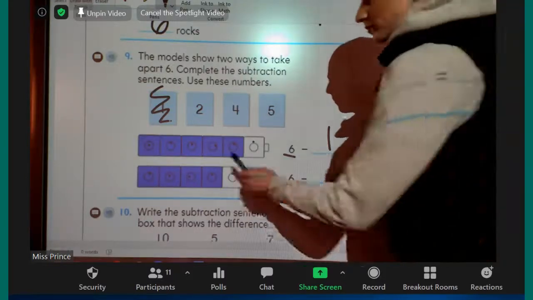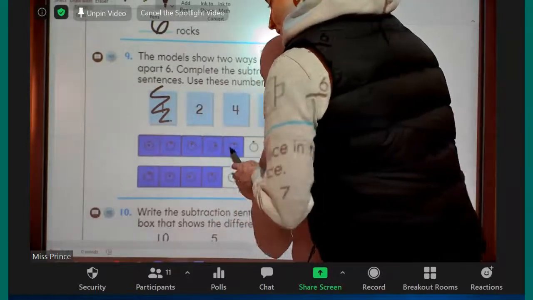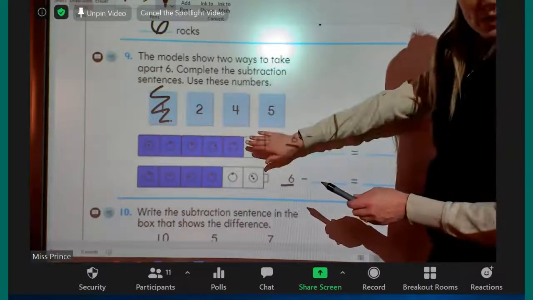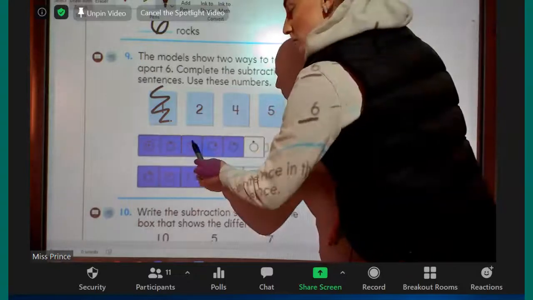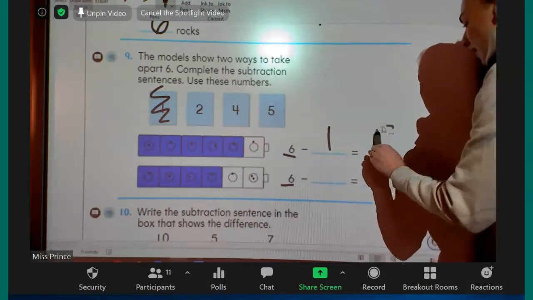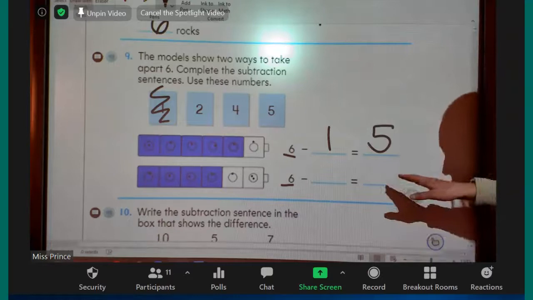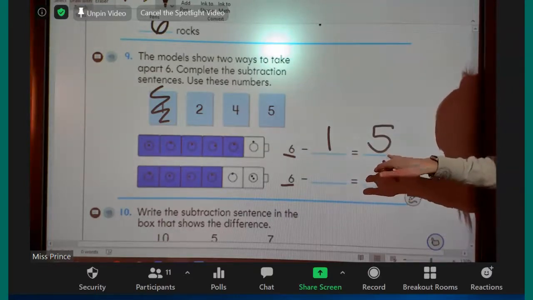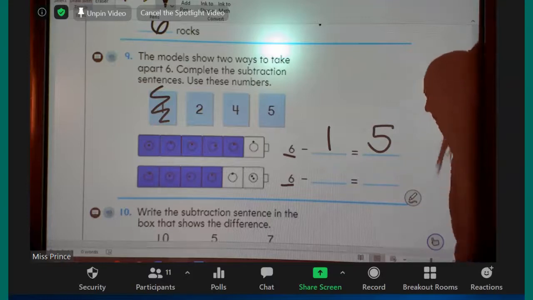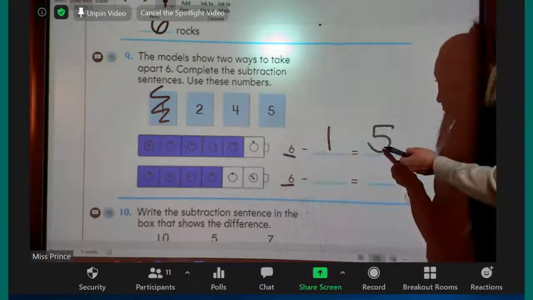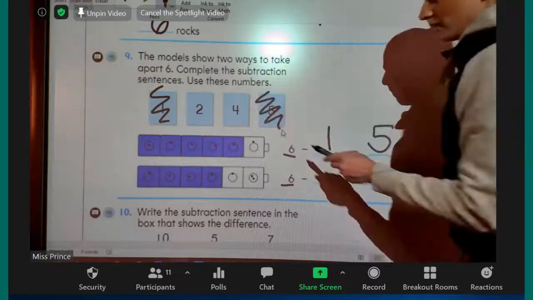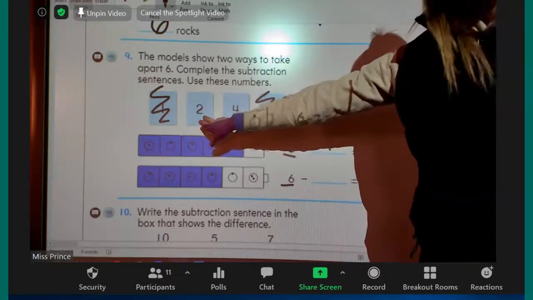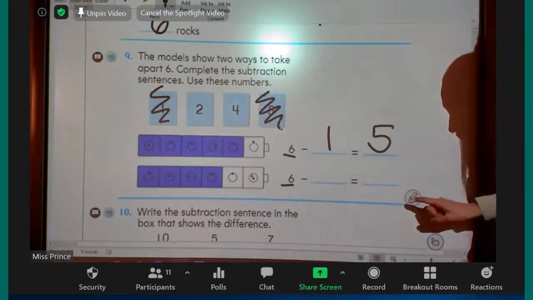5. 1, 2, 3, 4, 5. That one was taken away, so we don't count it. 1, 2, 3, 4, 5. Now I want to check my problem and make sure it makes sense. Is 6 take away 1 equal 5? Does that make sense? Yes. And I see a 5 up here, so I know that I must have done that problem right. So I only have 2 more cards to use, and I need to make sure I use them here.